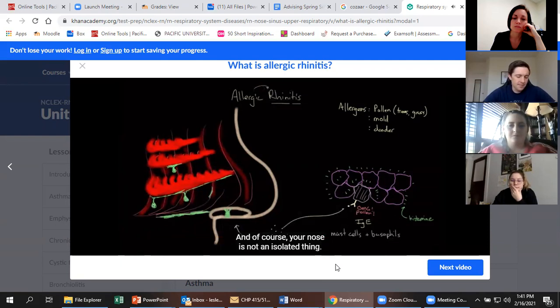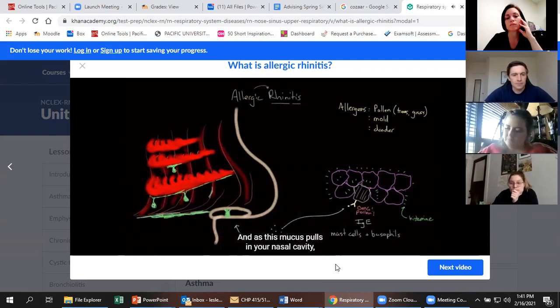And of course, your nose is not an isolated thing. And as this mucus pools in your nasal cavity, it's going to head down this way, and that is towards your throat. So you can cough this stuff up as well.